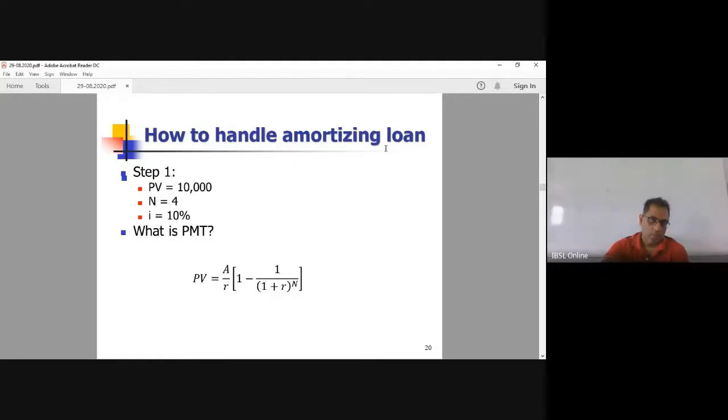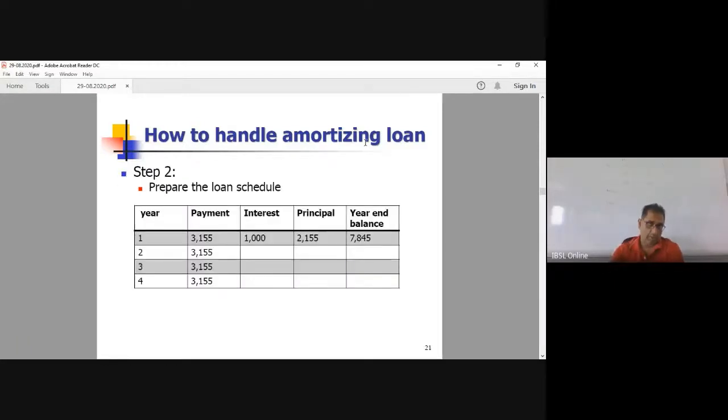So looking at the formula, just keep the formula in your mind for a second. But let's go back into the schedule itself, right? So what is it showing you here? It's basically showing you on the schedule itself that the payment that you have to make is 3,155.